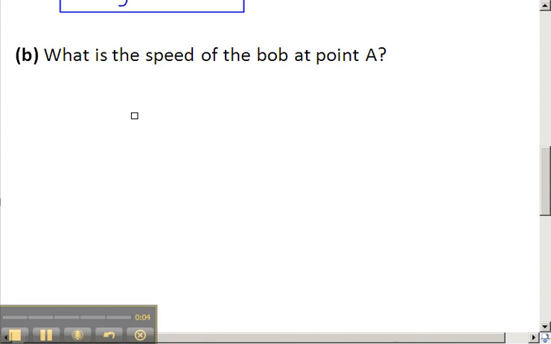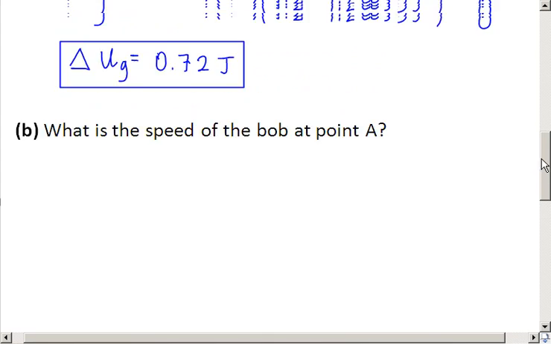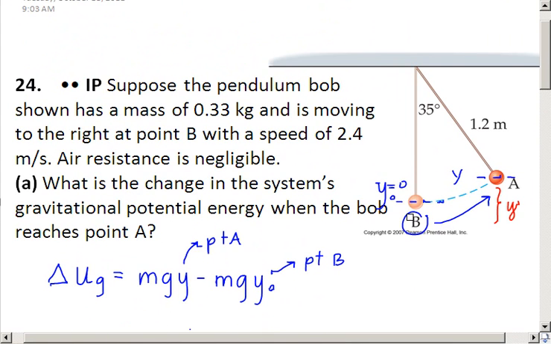Okay, so this part asks for us to find the speed of the pendulum bob at point A. So what's it doing at point A? You go back and look at the picture. It goes from point B, where it has a speed, to point A, where it has a height. Did the problem tell you that it stopped there? No, so we don't know. It could have. Let's find out.